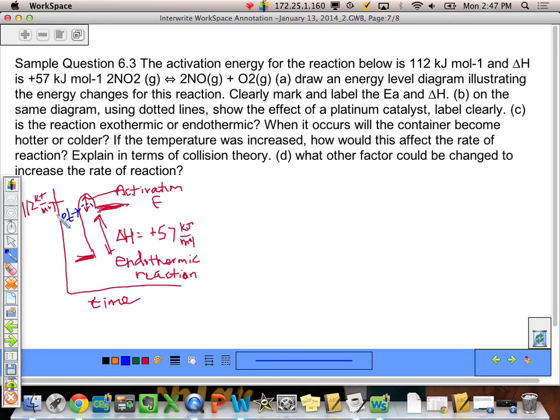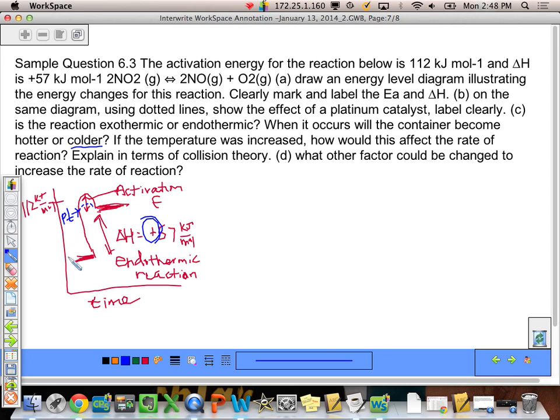In C, is the reaction exo or endo? Sorry, I explained that already. It's endothermic because I have a positive delta H. And when it occurs, will the reaction become hotter or colder? It will actually feel colder to the touch because energy is going into the system for the reaction to occur.